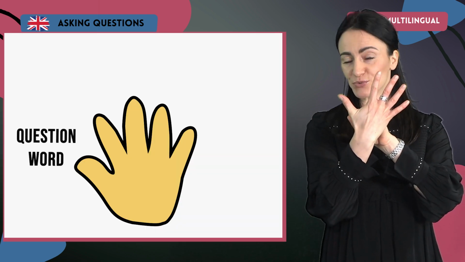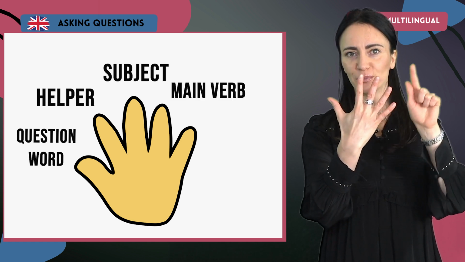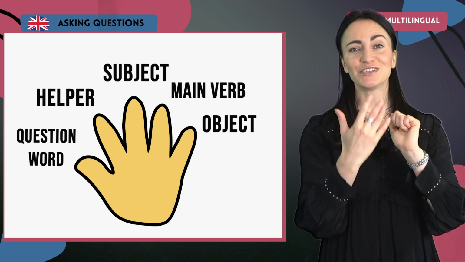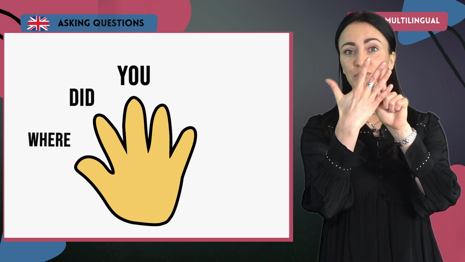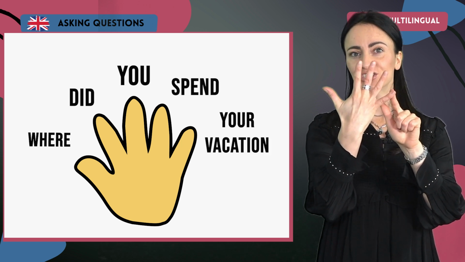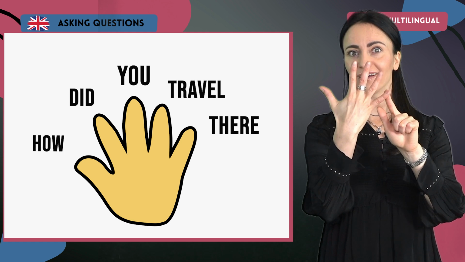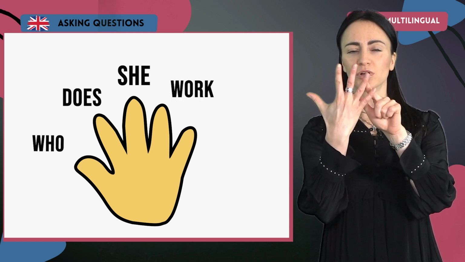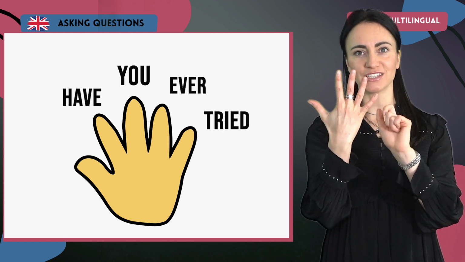So here is the structure of a correct question. Question word, if necessary, helper, subject, main verb, object. Let's use this pattern to form questions. Where did you spend your vacation? How did you travel there? Who does she work for? Have you ever tried this food?